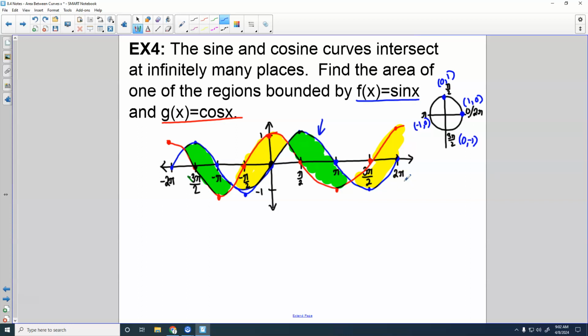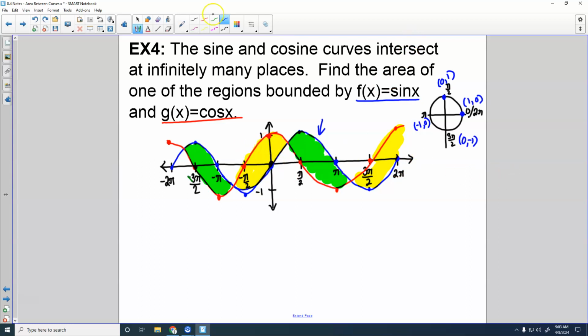They are, if I had drawn it a little better, they're all the same size. Mine's not perfect here. This one looks a little small, but that's because I graphed it a little bit out of proportion. But all of these are going to be the same size here. So we can find one, then that's the area of one of those regions.